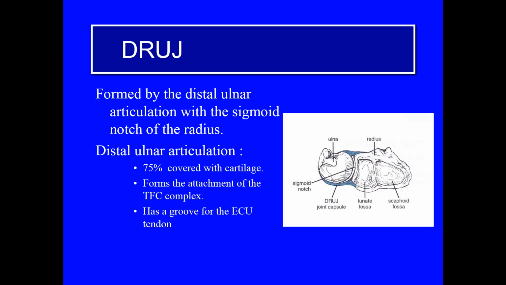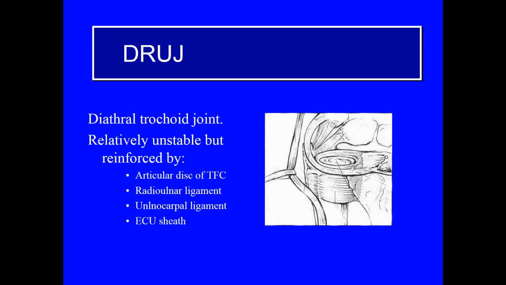The distal radial ulnar joint is formed by the distal ulnar articulation with the sigmoid notch of the radius. The articulation is 75% covered with cartilage. It forms the attachment of the triangular fibrocartilage on both sides, and it has a groove in it in which the ECU tendon runs. It's a diarthrodial trochoid joint, they say, and it's relatively unstable, but it's reinforced by the articular disc of the TFC, by the radio-ulnar ligament, which is coming around here, and by the ulnar carpal ligament, which goes down there, and then on top of all of this, the ECU sheath is a very important stabilizer.